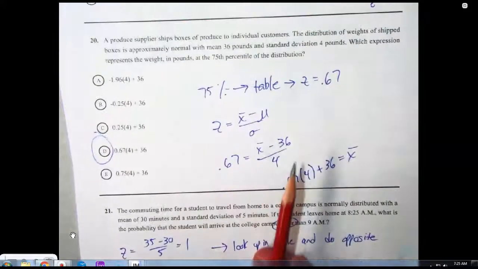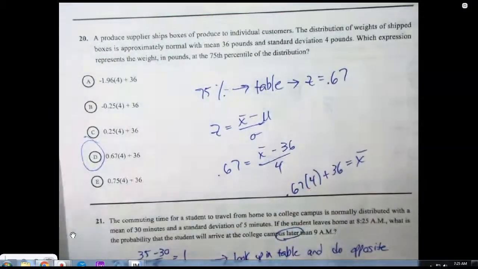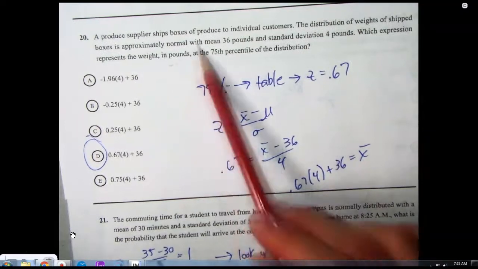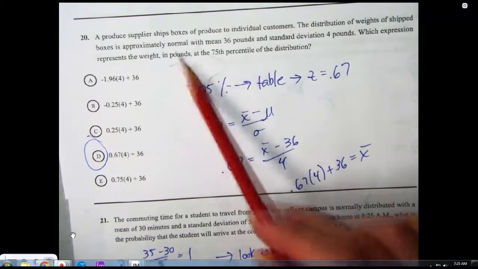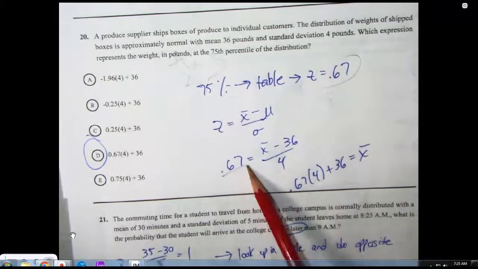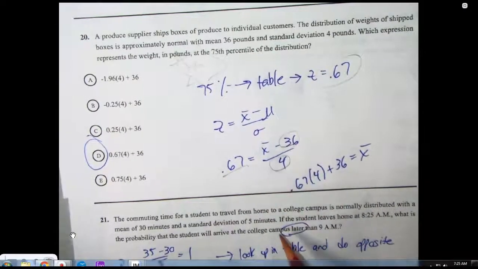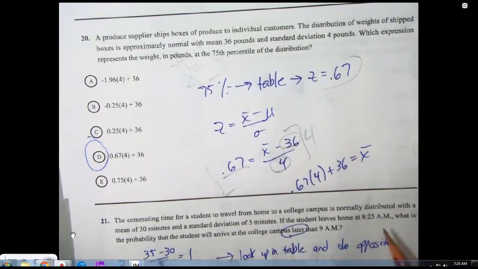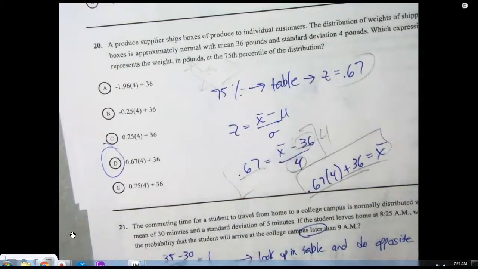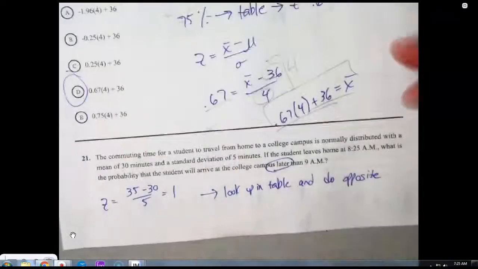Number 20. So it's kind of weird because they're not even asking me for an answer. They're kind of asking me for the formula to get to it. But the process is the same. So 75th percentile, look in the table, look in the part on the inside for 0.75, read it out to get your Z-score. Z-score is 0.67. Once I know that, I know Z is 0.67, I know the mean, I know the standard deviation, and you can't really solve it. But if I imagine like multiplying both sides by 4 and then adding 36 to both sides, this is what you'd end up with. And they're just putting it in that format for whatever reason, instead of getting the answer.